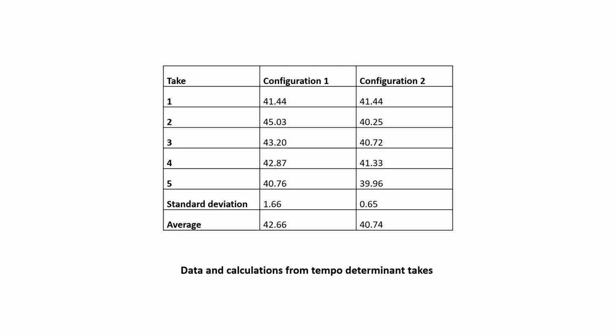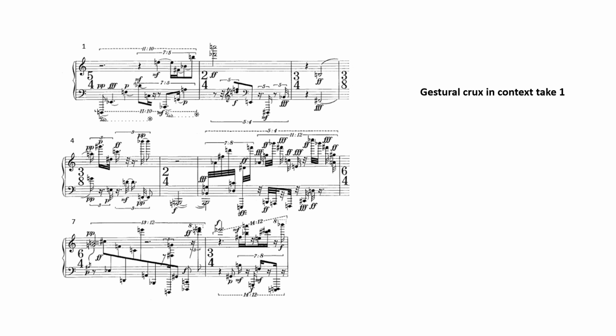These recordings produced the following results, with the first configuration determining the fastest bass speed of 42.66 crotchet beats per minute, but with a higher standard deviation between takes. For reference, this would constitute a moderate performance type, approximately the same bass speed as Ellen Korver. Now, here is the first gestural configuration in context from take 1 of my recordings.